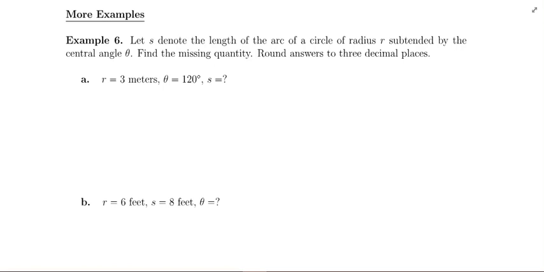So in part A, the circle that we're dealing with has a radius of 3 meters. The central angle theta we're interested in is 120 degrees, and we're trying to calculate S, the arc length. All right, it might be helpful to draw what's going on just to have a visual.